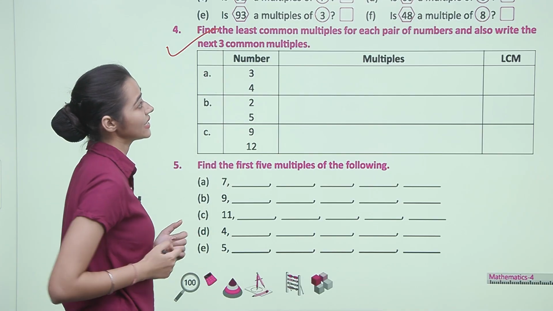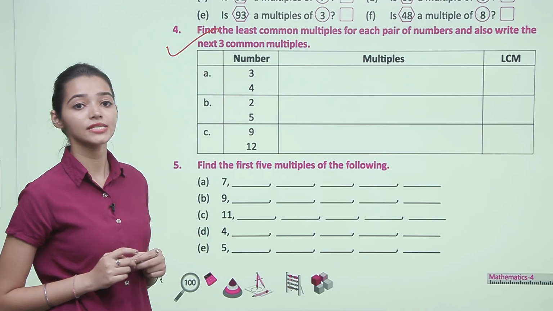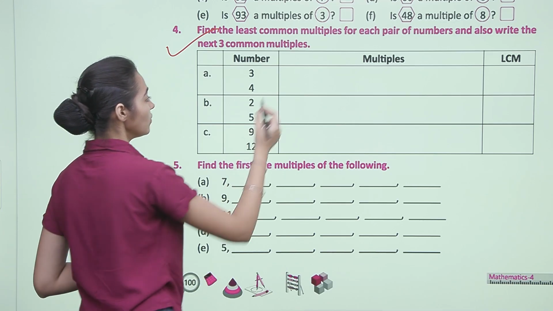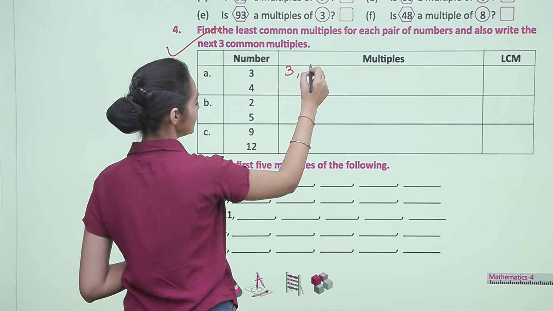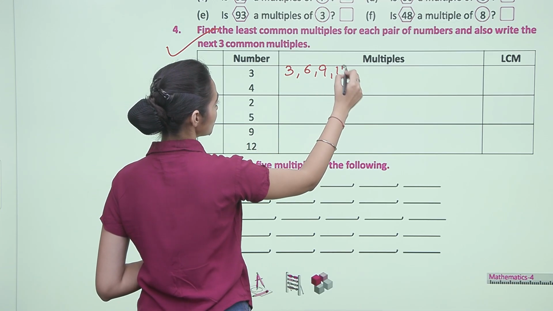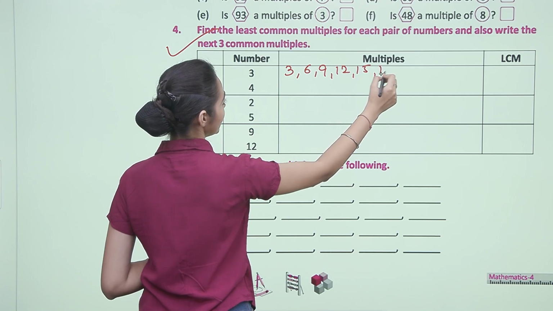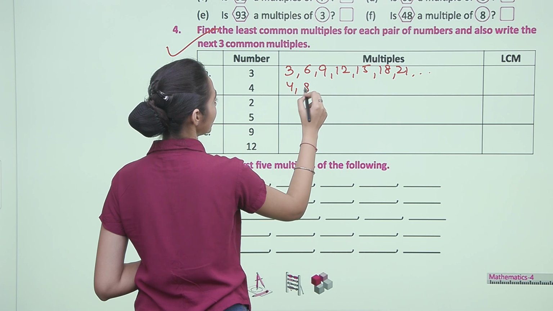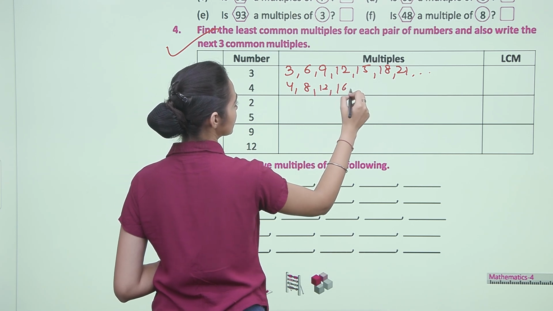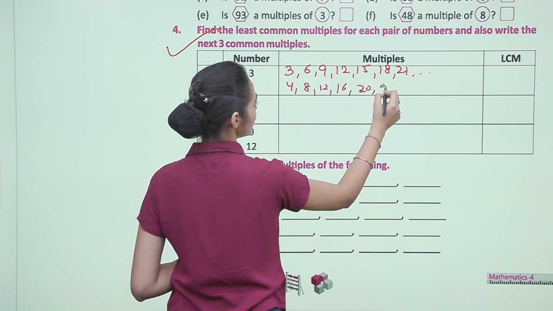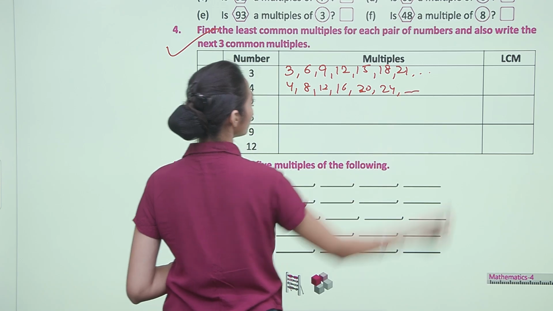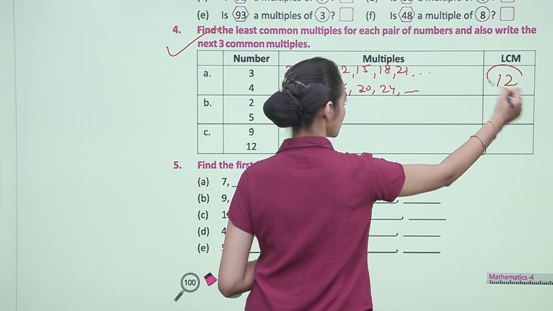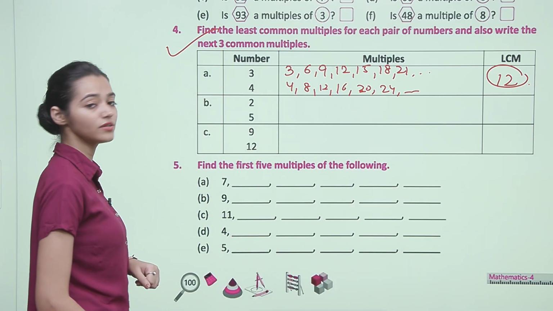In the fourth one, we have to find the least common multiple of each pair of numbers and also write the next 3 common multiples. Now 3, 6, 9, 12, 15, 18, 21 and so on. 4, 8, 12, 16, 20, 24 and so on. So the LCM will be 12. That's how you can solve the remaining part.